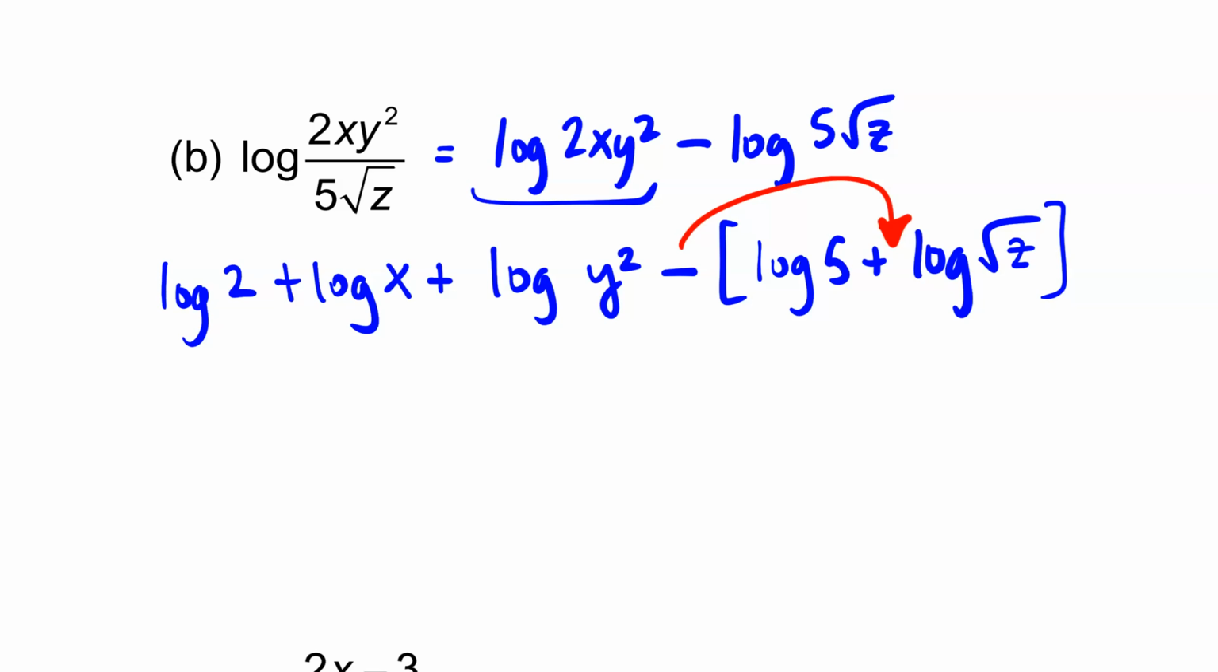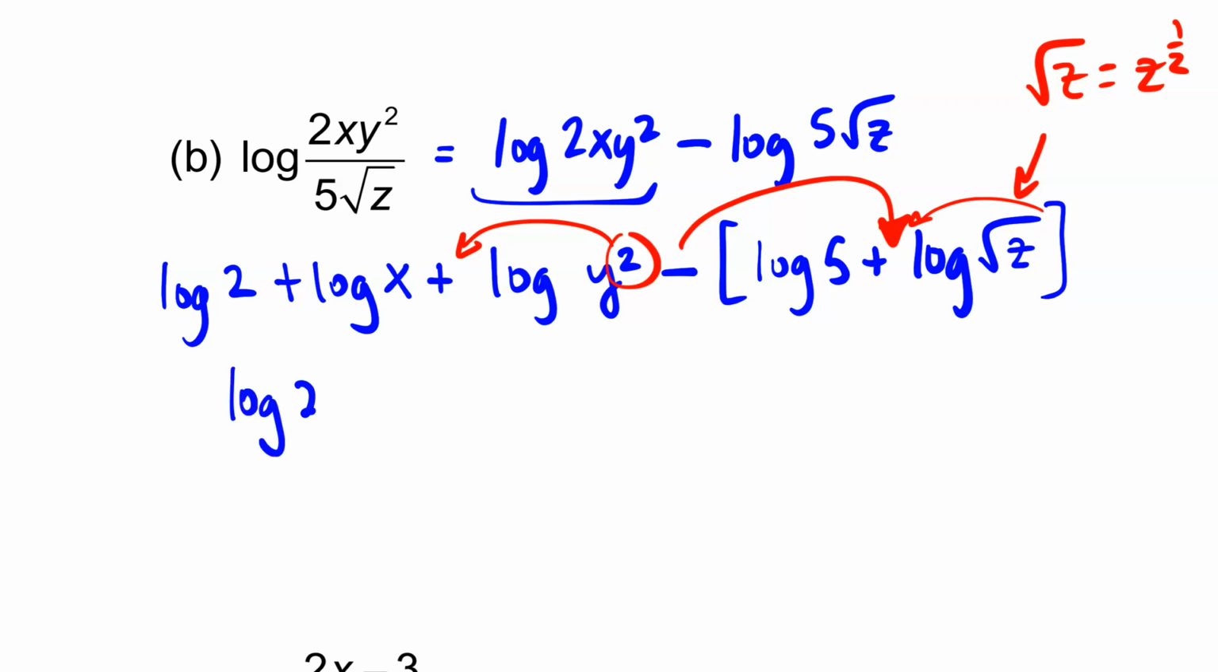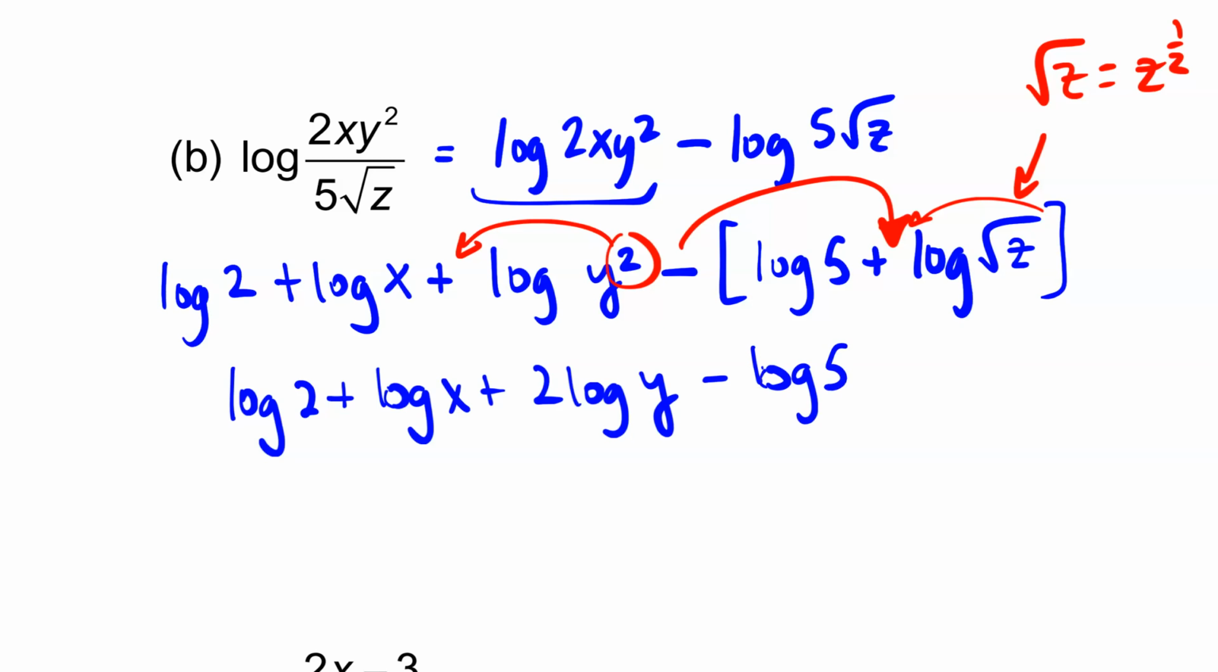Let's see, what else can we fix? Bring the power rule up. Well, technically square root of z is just z to the 1/2 power, so I'll bring the 1/2 to the front. So I'll have log of 2 plus log of x plus 2 log y minus log 5 minus 1/2 log of z.